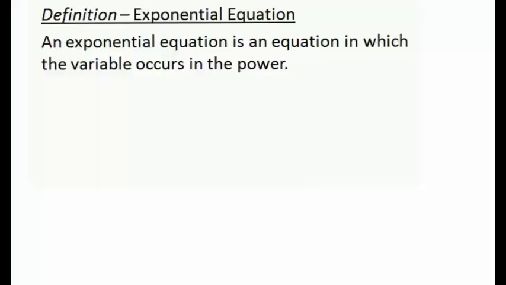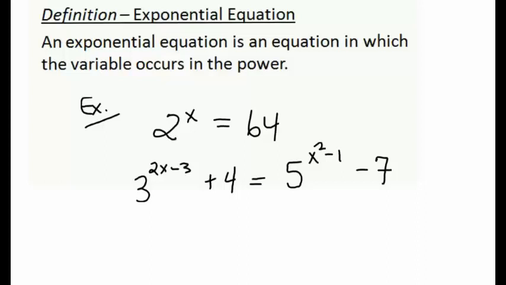This is any equation in which we find a variable inside the power. Now, this could mean something as simple as 2 to the power of x is equal to 64, or something way more complicated like the following equation. If x happens to be inside a power of one of our bases, we call it an exponential equation.